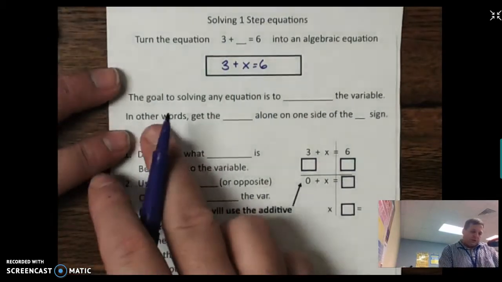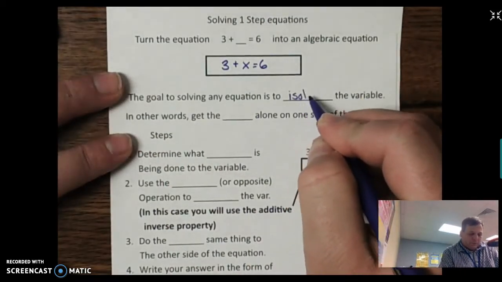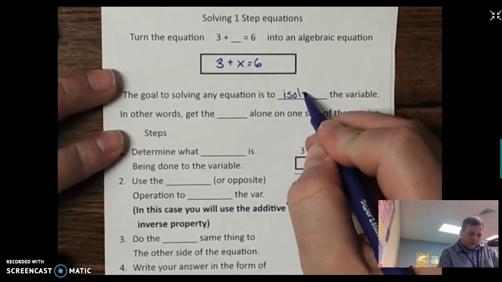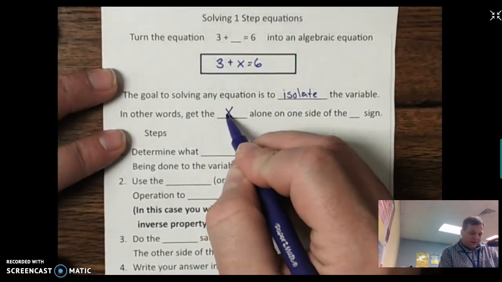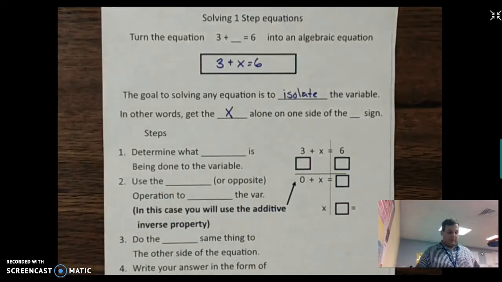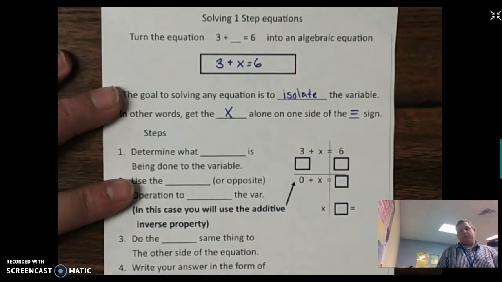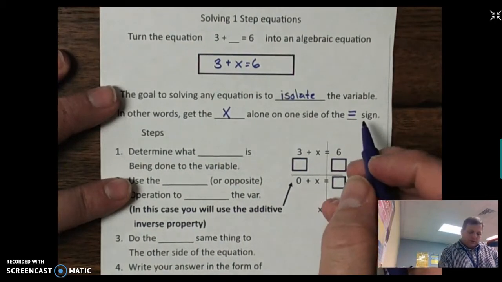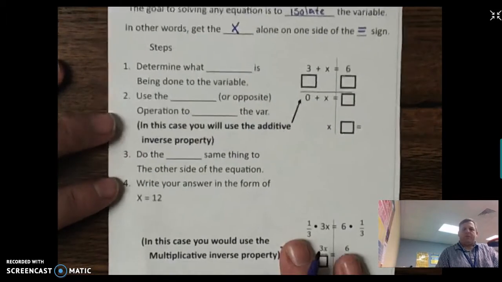The goal to solving any equation is to isolate, I hope that word popped in your head as much as we've been saying it, isolate the variable. In other words, I'm going to put x here, though we understand it can be any letter, alone, on one side of the equal sign. Here are the steps.